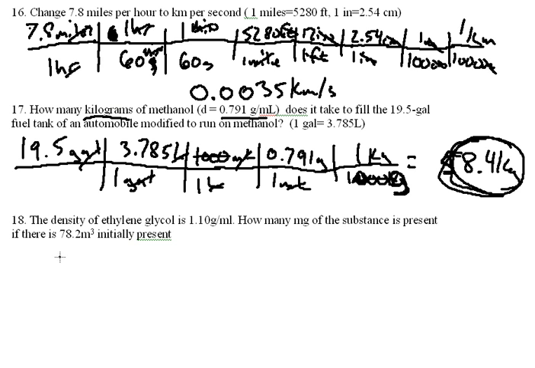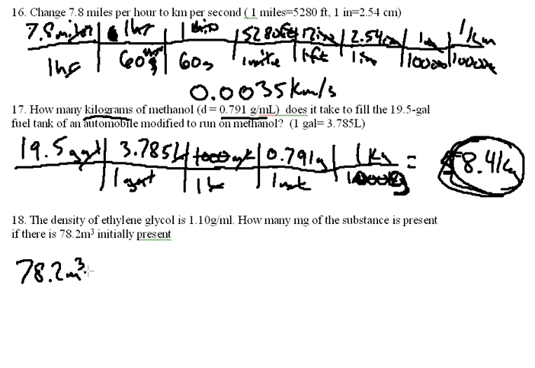Let's take a look at this last one here. I'm going to go 78.2 cubic meters of ethylene glycol, and I want to change it to milligrams. So I've got cubic meters. I've got a density of grams per milliliter.